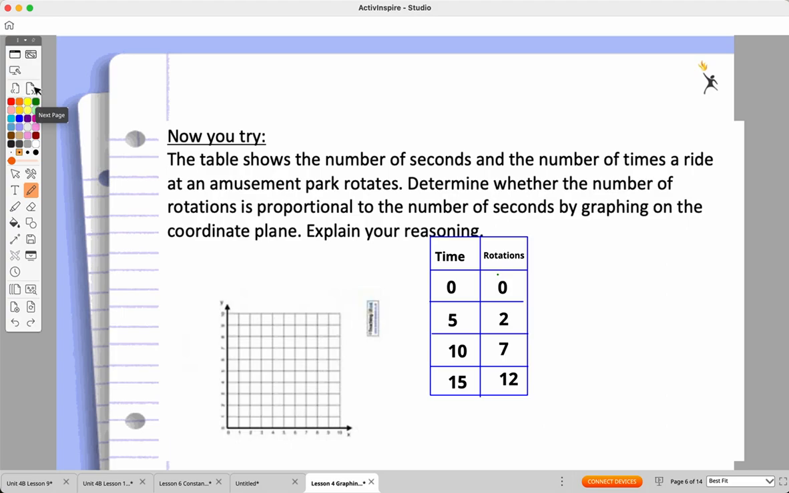All right, you guys try to figure out this one. Is this one a constant rate of change? Is this one a proportional relationship? Determine that by graphing this.